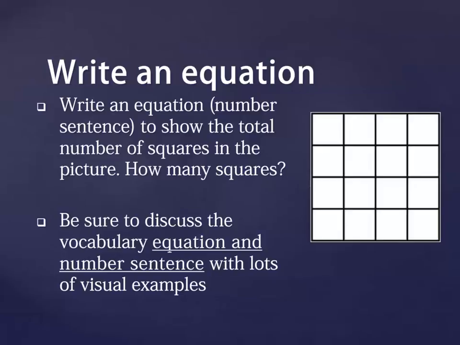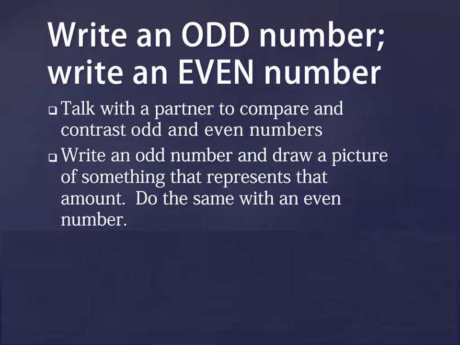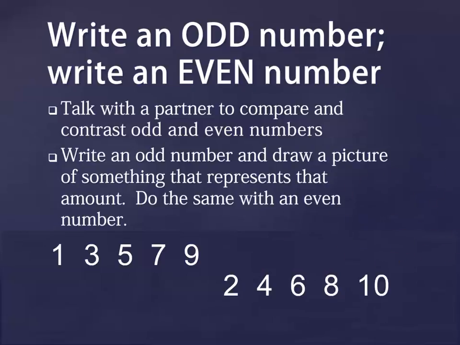in their writing. These next 2 activities provide an opportunity for a student to practice their listening and speaking, and then their writing. Talk with a partner to compare and contrast odd and even numbers. Write an odd number and draw a picture of something that represents that amount. Do the same with an even number. Level 4 and level 5 multilingual partners should be able to do this activity. If they are at a level 2 or 3, multilinguals should be partnered with native speakers.